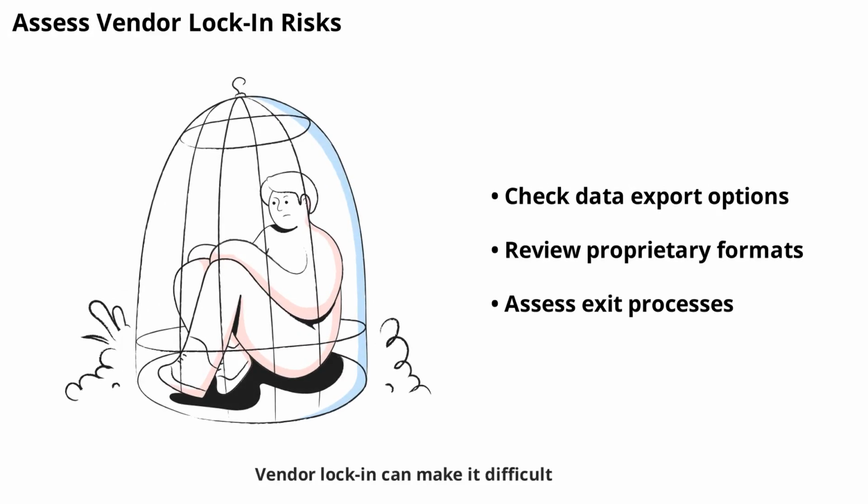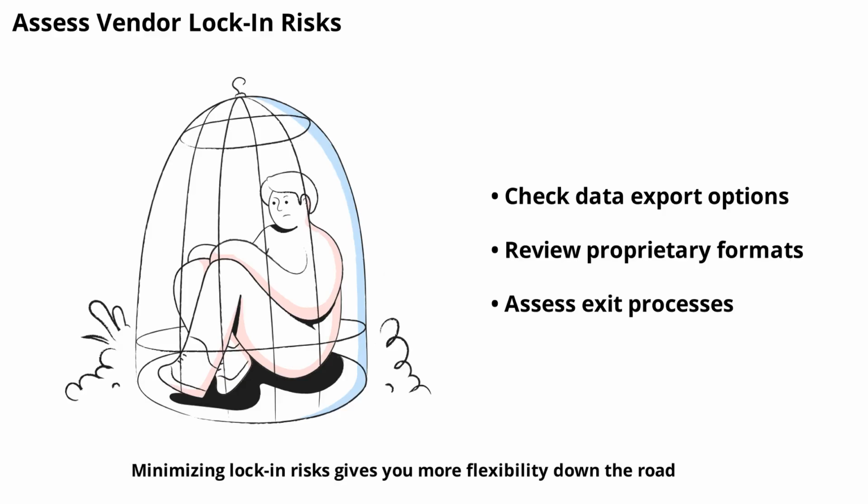Vendor lock-in can make it difficult to switch providers in the future. Check if the provider uses proprietary formats or makes it hard to export your data. Look for open standards, data portability options, and clear exit processes. Minimizing lock-in risks gives you more flexibility down the road.